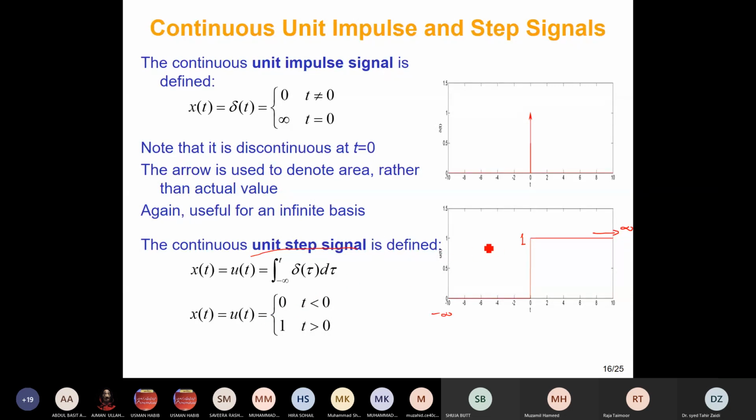We write it as u of t. So u of t is a signal which is zero for all values of t from minus infinity all the way to zero. At t equal to zero, it becomes equal to one, and then all the way to infinity it remains one. This is your u of t. So unit step is very similar to what we saw for discrete time, right? No confusions here. The confusion arises here, with the unit impulse.